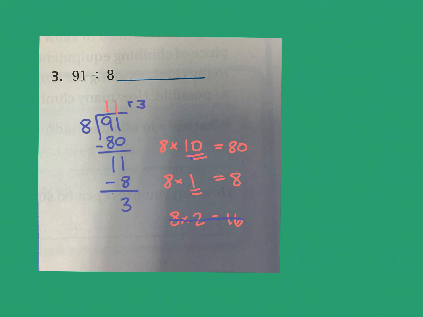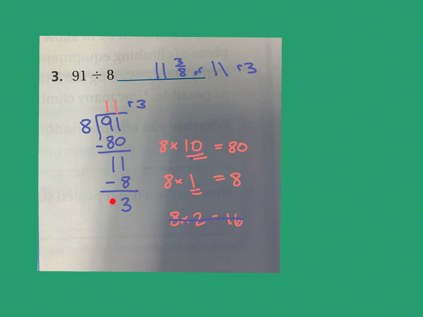They also talked about putting that as a fraction. We could put 11 as the quotient with 3 out of the 8 remaining. So either of these is fine. That's how you would write those.